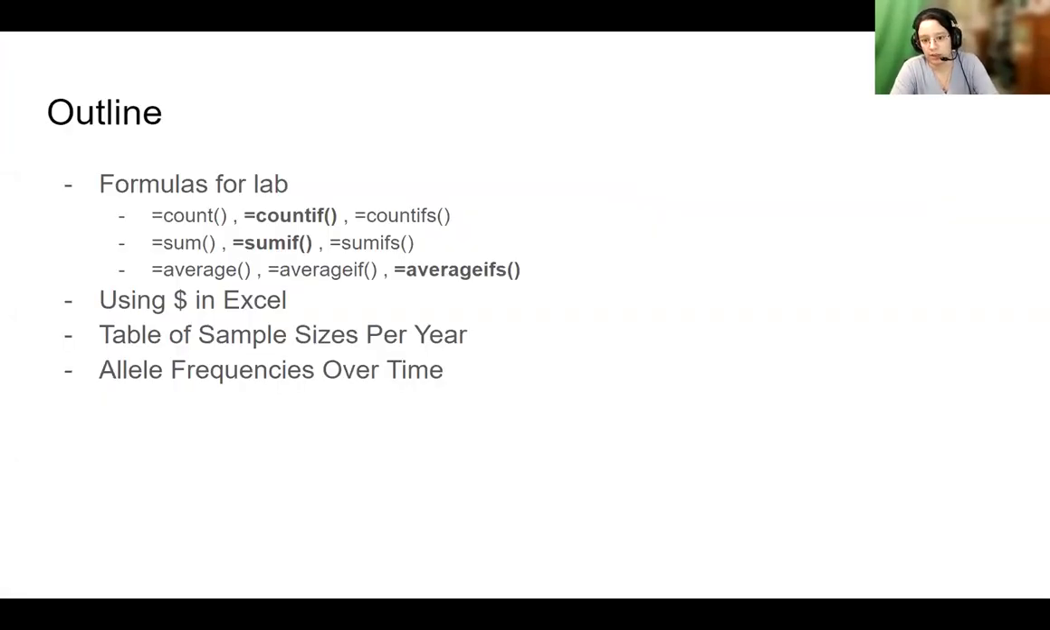So what we're going to talk about today, we've got formulas for our lab, and using $ in Excel. These formulas in the lab is just a review. Using $ in Excel is explaining a little function that we see in Excel. And then the last two, table of sample sizes per year and allele frequencies over time, these are the actual pieces of information that you will need to complete your graphs or tables for the lab.